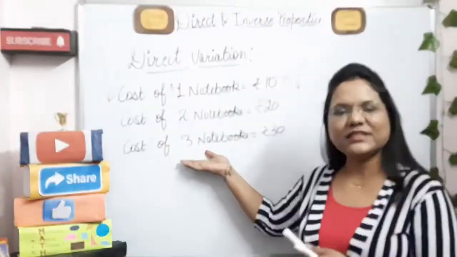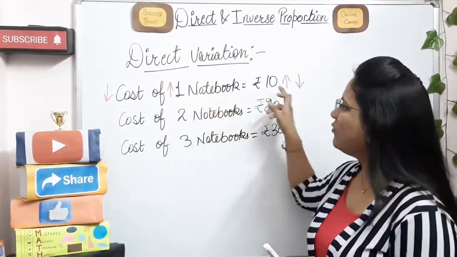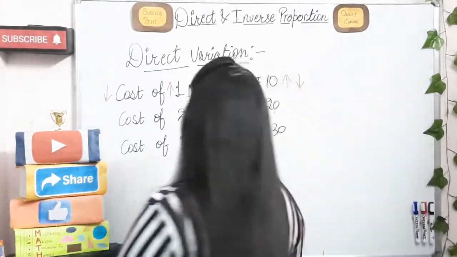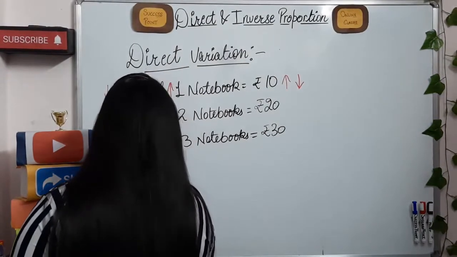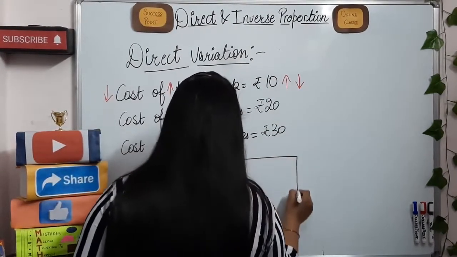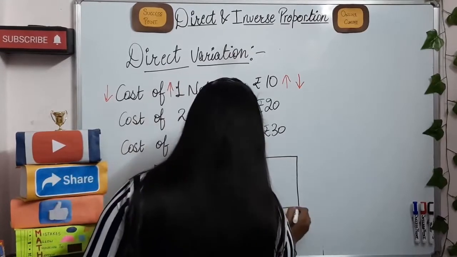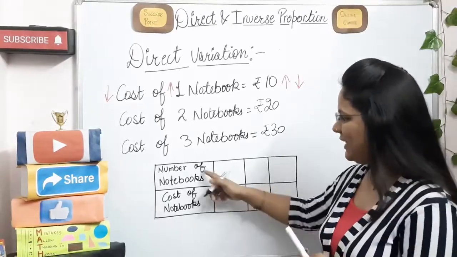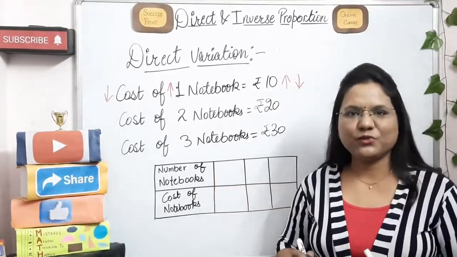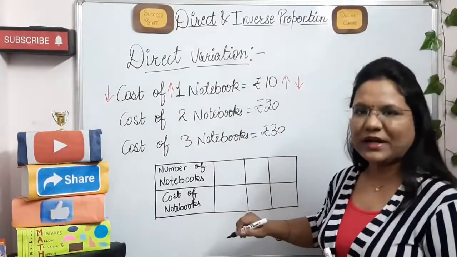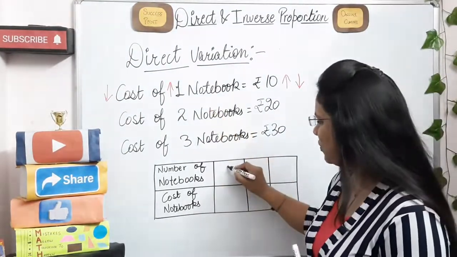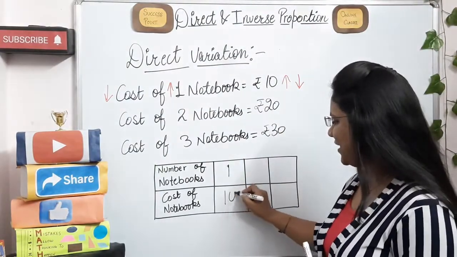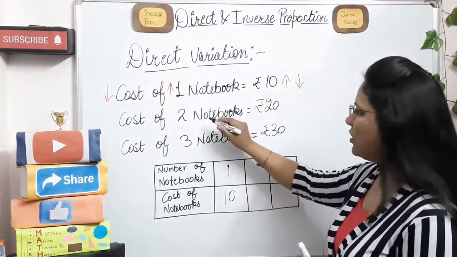So let's understand using this example only. Now we have some values. Let's make a table and understand it. Now let's check the table. Number of notebooks and cost of notebooks. So we have two quantities. Number of notebooks 1, and what is the cost of one notebook? Rupees 10. Now let's check the cost of two notebooks.